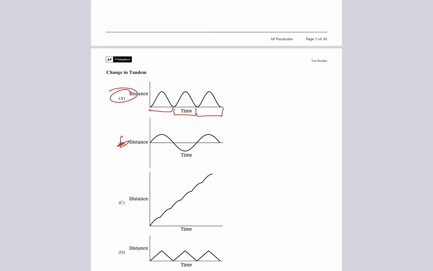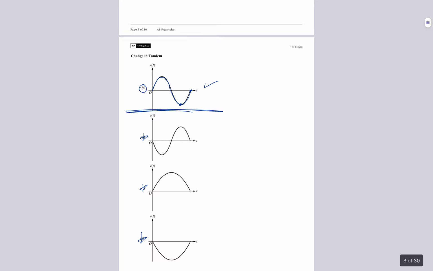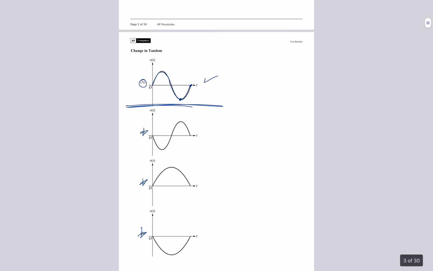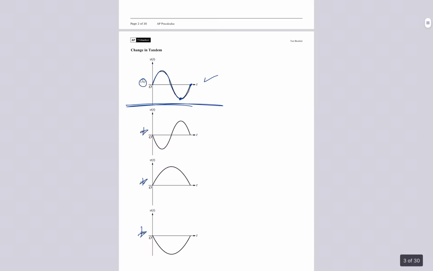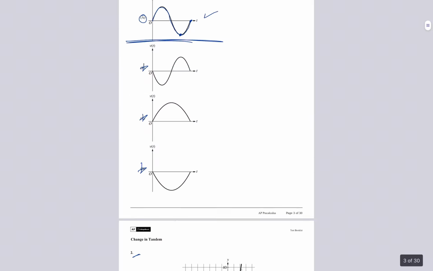This is quite different related to velocity. Velocity might have a negative value. In this case, it does have a negative value when it goes back home. Because remember, it's displacement over time, not distance over time.